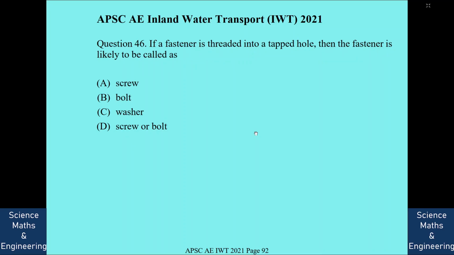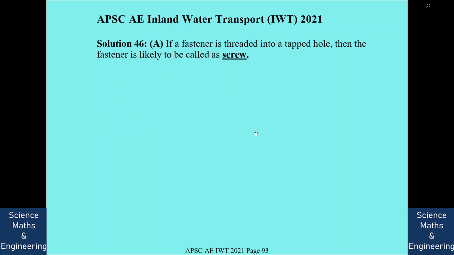Next, if a fastener is threaded into a tapped hole, then the fastener is likely to be called as A, screw, B, bolt, C, washer, or D, screw or bolt. So the answer is, if a fastener is threaded into a tapped hole, then the fastener is likely to be called a screw.